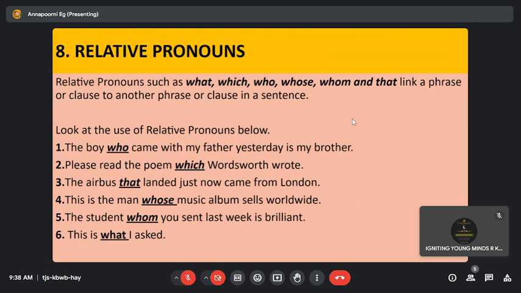Please read the story which Premchand wrote. It means Premchand has written a story, and please read that which was written by Premchand. Similarly, which is also a relative pronoun. The Airbus that landed just now came from London. So that is also a relative pronoun.